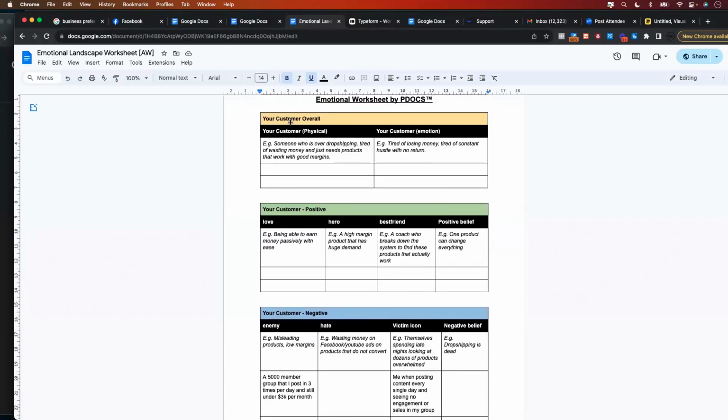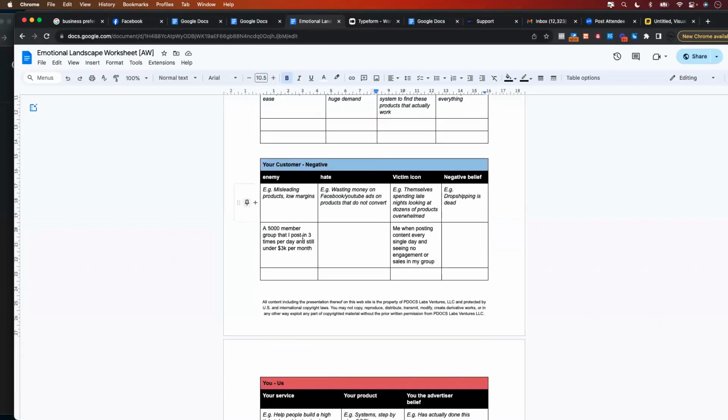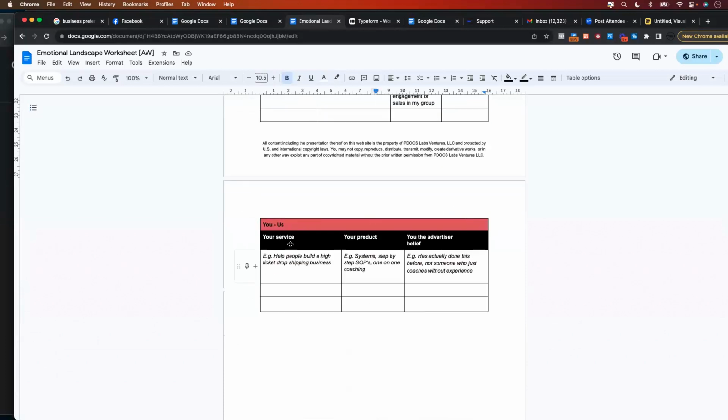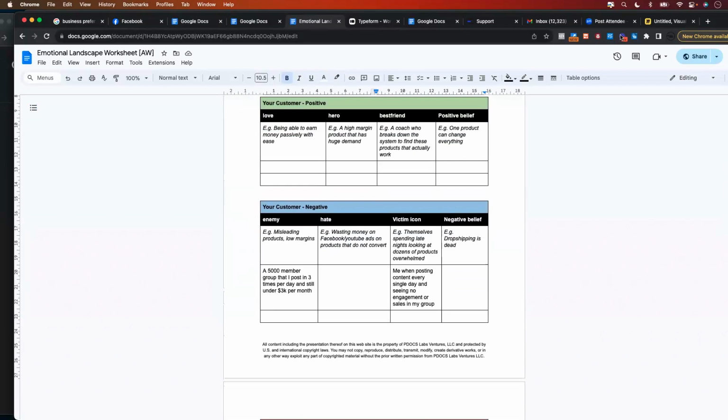You've got your customer physical, your customer emotional, your customer positive: love, hero, best friend, positive belief. Your customer negative: enemy, hate, victim icon, negative belief. And then you've got you, which is the service, your product, and you the advertiser. So I start off with the negative and I'll do enemy, hate, victim icon.